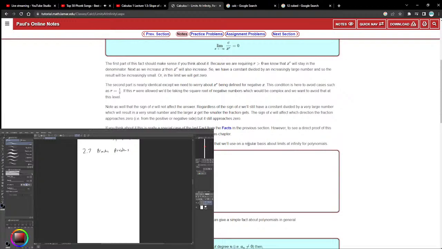If you think about it, this is really a special case of the last fact from the facts in the previous section. However, to see a direct proof of this fact, see the proof of various limit properties in the extra chapters section. Let's start off with examples, with one that will lead us into a nice idea we use on a regular basis about limits at infinity for polynomials. Okay.